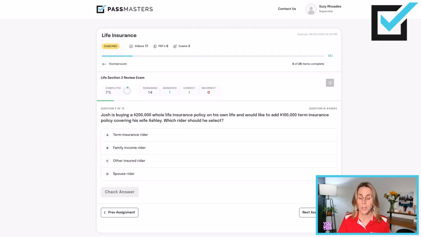Josh is buying a $200,000 whole life insurance policy on his own life and would like to add a $100,000 term insurance policy covering his wife, Ashley. Which rider should he select? Term insurance rider, family income rider, other insured rider, or spouse rider? Spouse rider is just made up to trick you. A term insurance rider would increase the face amount on Josh. This is an other insured rider.